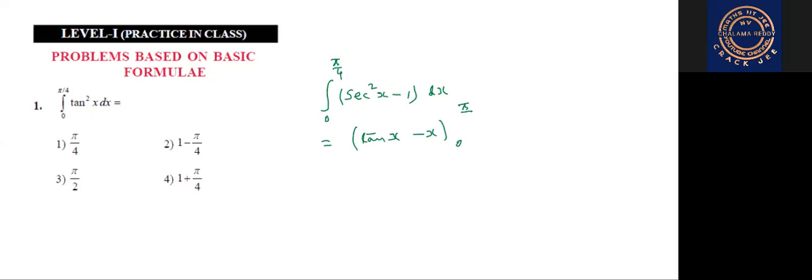First substitute the upper limit: tan pi by 4 is 1, minus pi by 4. The upper limit is completed, minus the lower limit: tan 0 is 0, minus 0, in place of x substitute 0. So the total answer is 1 minus pi by 4. Students, observe which option is correct? Second option.